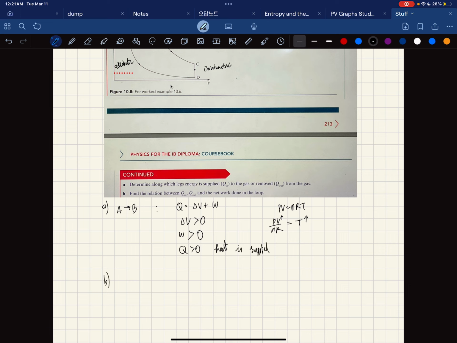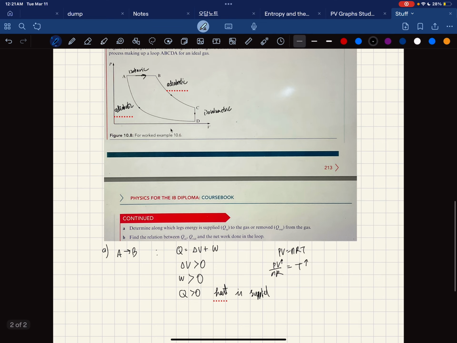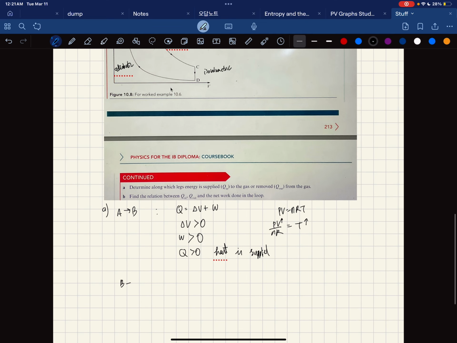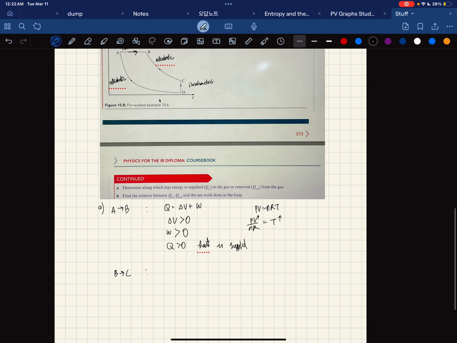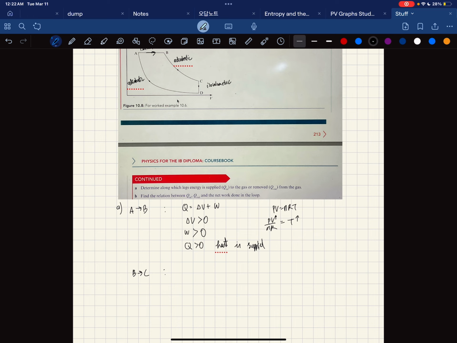Now, let's check for B to C. So this is an adiabatic expansion. And we know that a characteristic of an adiabatic expansion is that there's no heat transfer. So Q is 0. So for B to C, heat is not supplied and also not removed.